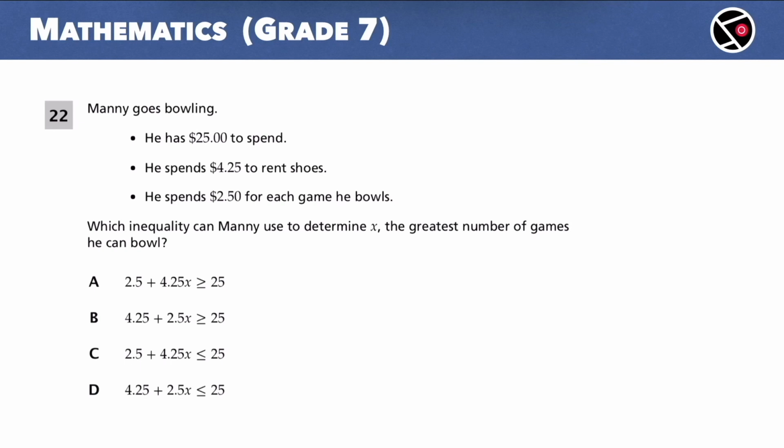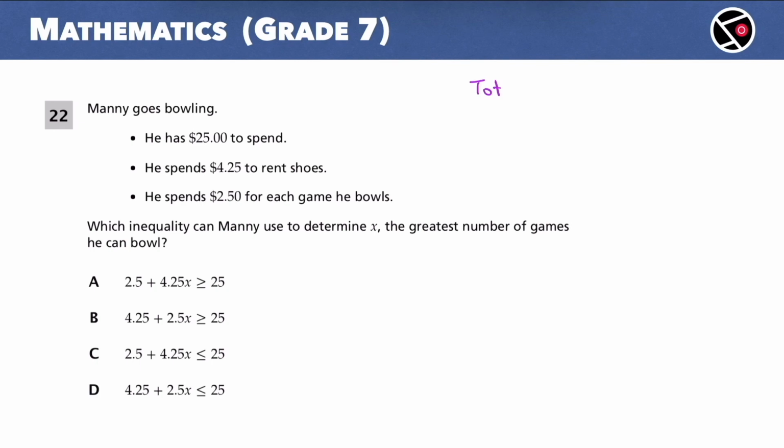Problem 22. Manny goes bowling. He has $25 to spend. He spends $4.25 to rent shoes. He spends $2.50 for each game he bowls. Which inequality can Manny use to determine x, the greatest number of games he can bowl?